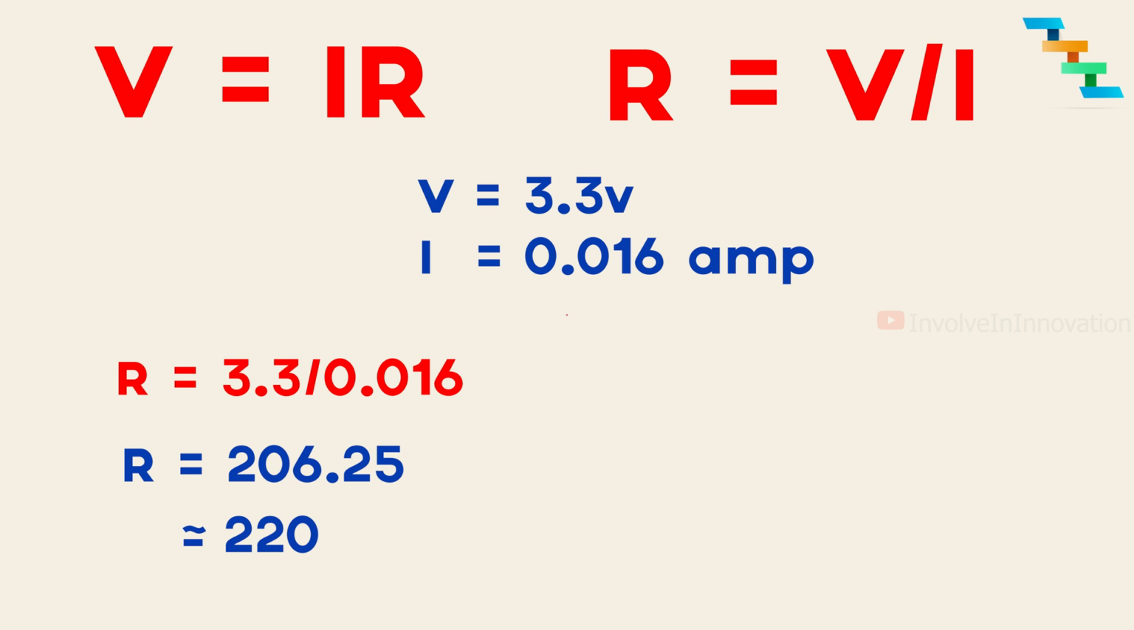To find the resistance value, we can modify the formula as resistance equals voltage divided by current. Substituting the values of voltage and current gives us the resistance value 206.25, which can be approximated to 220 ohms.